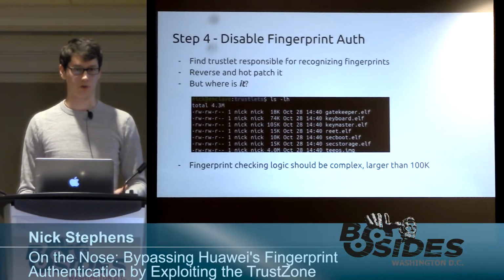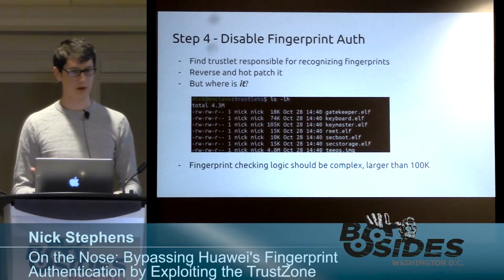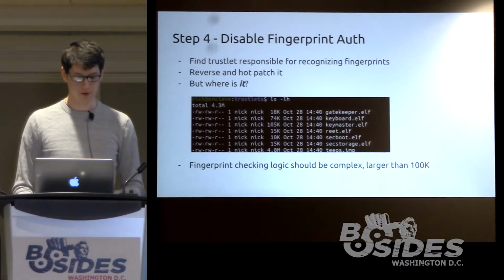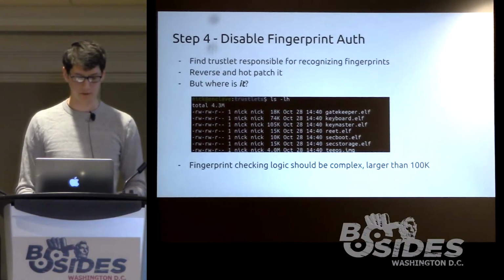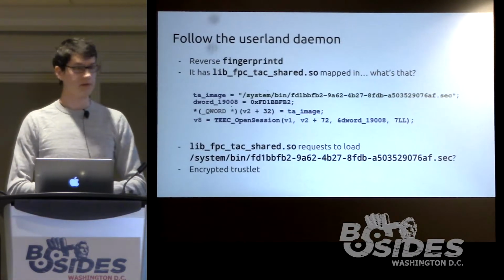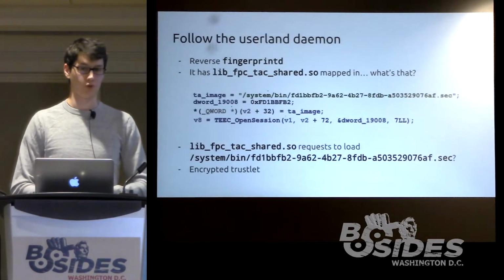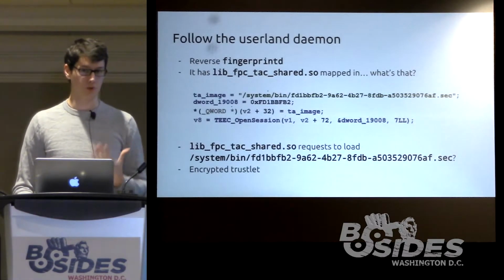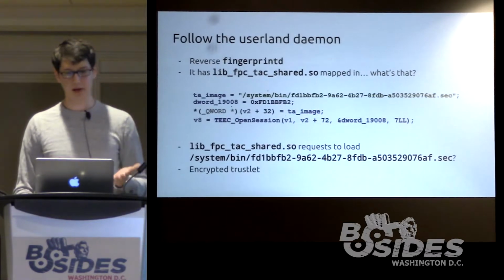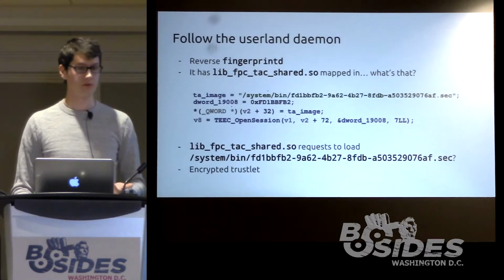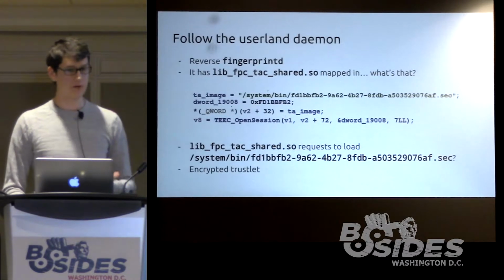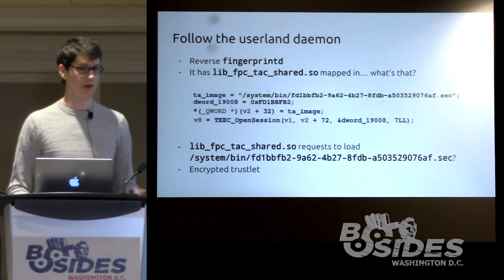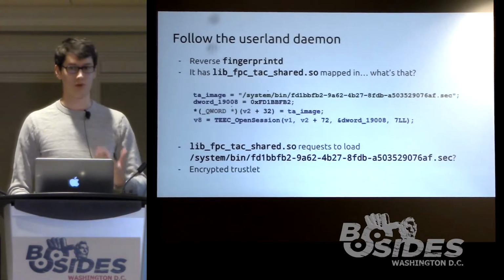Fingerprint recognition logic, which can fuzzily tell if a fingerprint resembles another image, should be pretty complex, I would think, and larger than 100K. So how do we find this? I think fingerprintd is actually a default Android service. I could be wrong, but I think this is something on all Android phones, which is open source. But to handle different vendors' implementations of fingerprint recognition services, the vendor has to map in a shared object file into that, which takes care of all the functionality that this binary will call out to do the fingerprint checks.